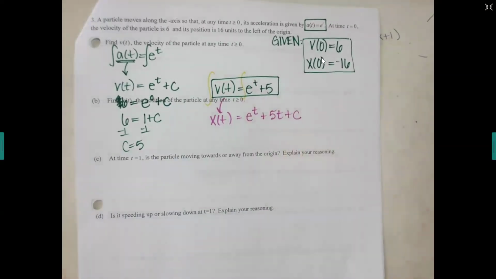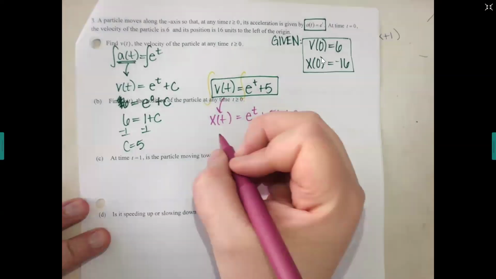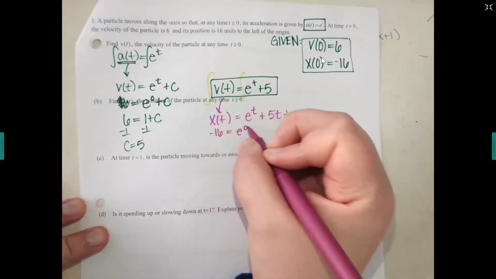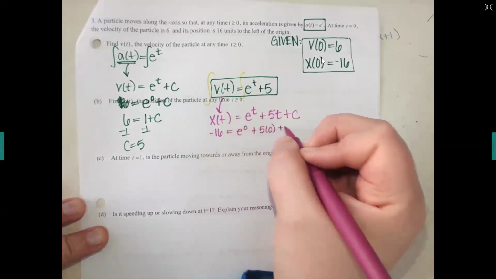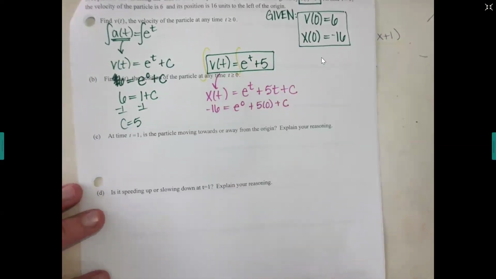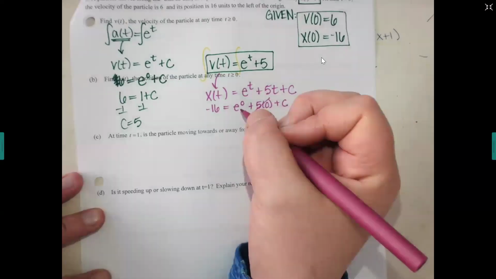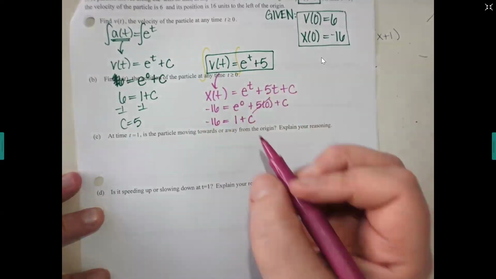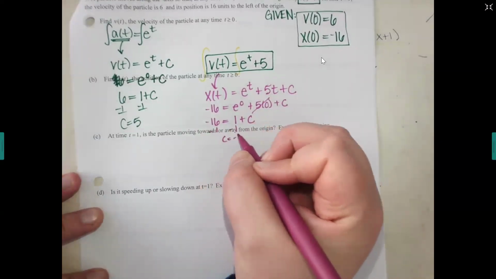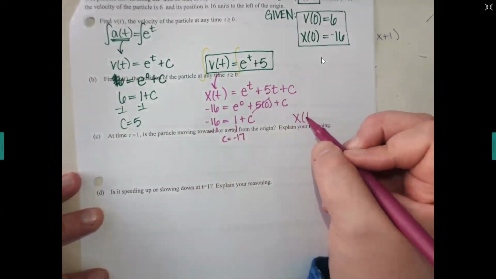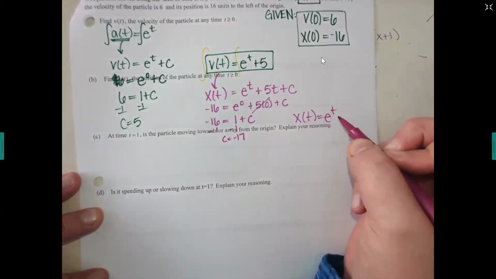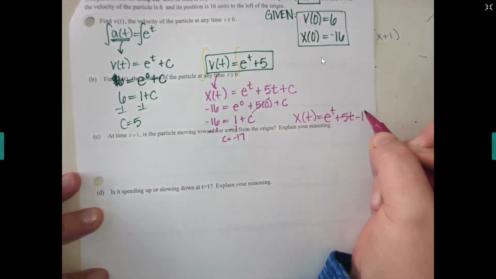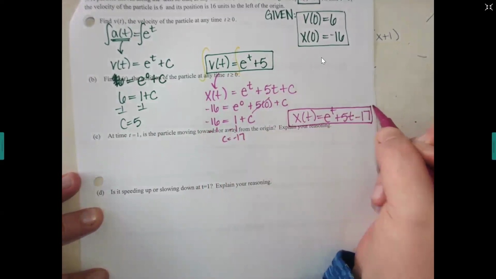And then I can use this condition to find my c for position. So it'd be negative 16 equals e to the 0, 5 times 0, plus c. We know our e to the 0 is going to come out to be a 1, and then we're going to have to minus that across. So what is my c going to end up being for this one? Negative 17, very good. Which means my position equation is going to be e to the t plus 5t minus 17. Okay.